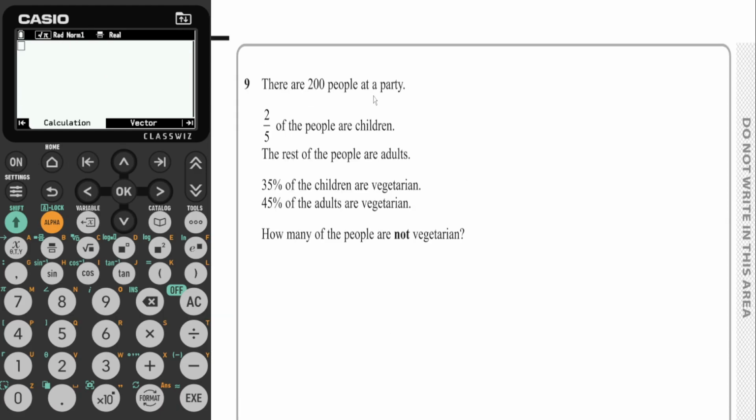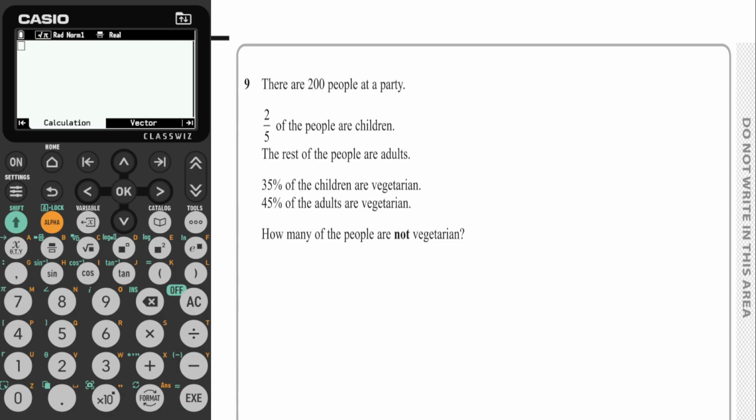Question number 9. There are 200 people at a party. 2/5 of the people are children. The rest of the people are adults. 35% of the children are vegetarian. 45% of the adults are vegetarian. How many of the people are not vegetarian?